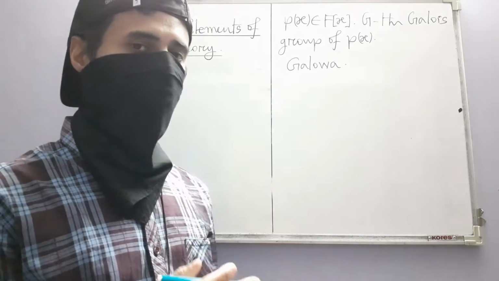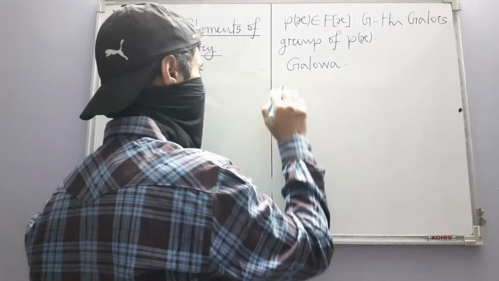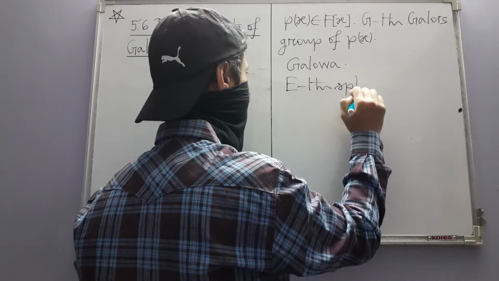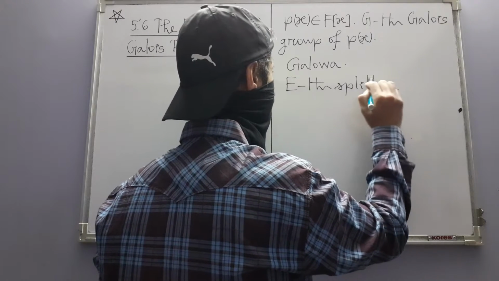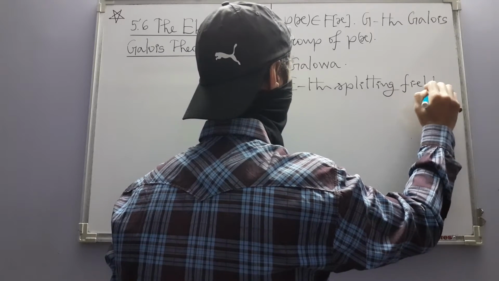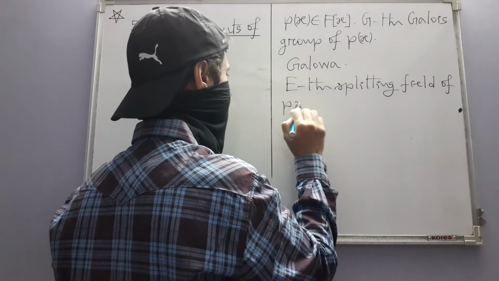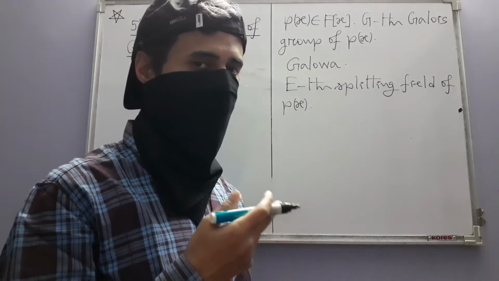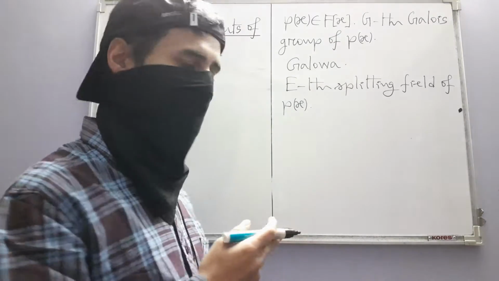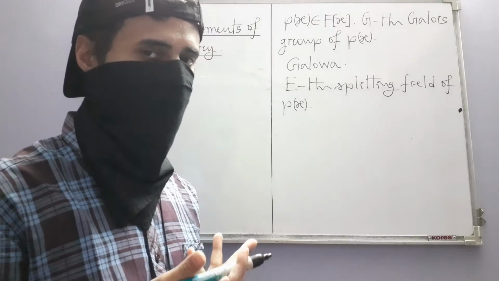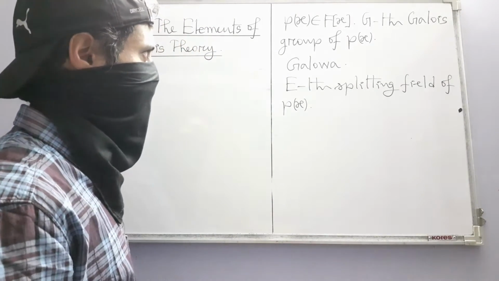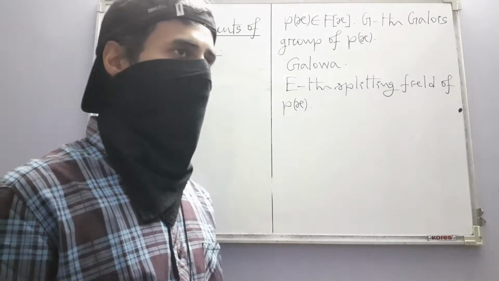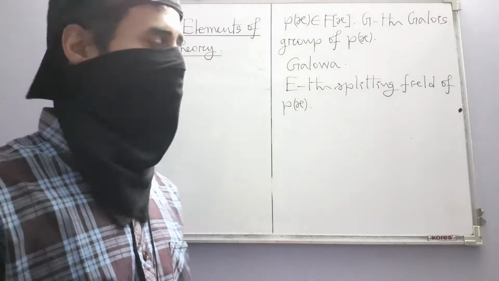More precisely, we are going to do this. We will consider the splitting field of p(x). Say E is the splitting field of p(x), which by now we know exists for any p(x), and it is essentially unique. We already have seen these things in the previous sections. And now the Galois group of p(x) will in fact be a certain group of automorphisms of this field E.